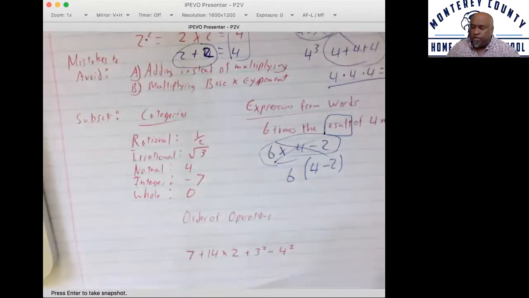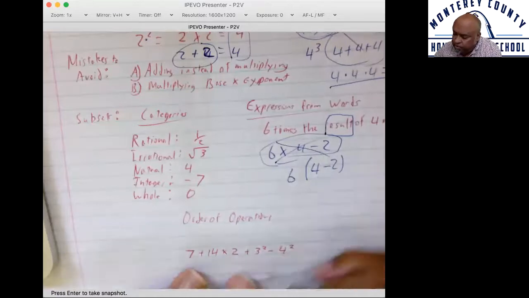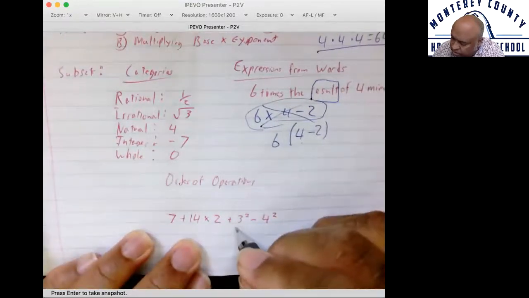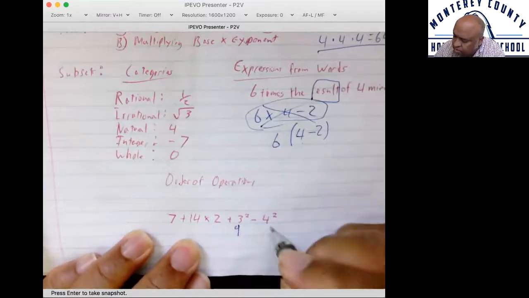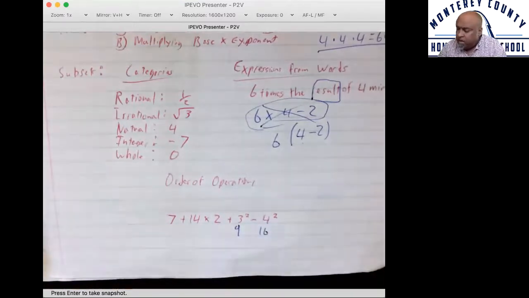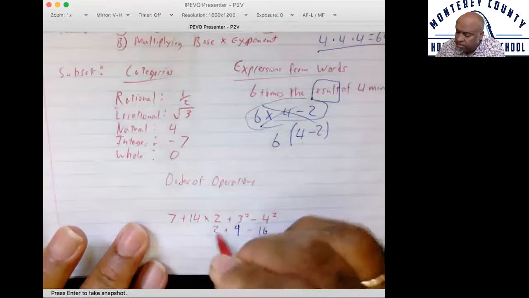So the first step is parentheses. There are no parentheses or any other brackets or grouping symbols, so we skip that step. The second step is powers, and that means exponents. Again, some of you might have got it wrong because you knew order of operations, but you messed up with exponents. So first, let's change these numbers. 3 squared means 3 times 3, which is 9. 4 squared means 4 times 4, which is 16. Now I'm going to rewrite everything else.